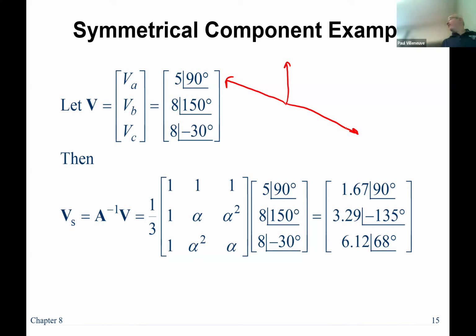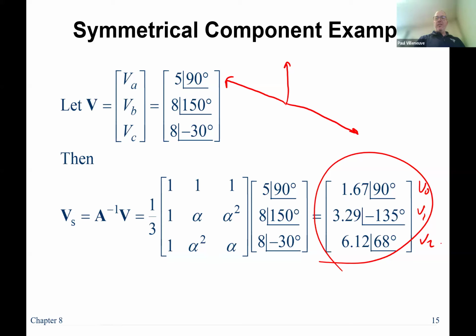So now I'm going to run that through my symmetrical components system. And you'll notice I get all three parts. I get zero sequence, positive sequence, and negative sequence. And these aren't currents, these are voltages. V0, V1, and V2. All right. So this is just literally entering stuff in your calculator.